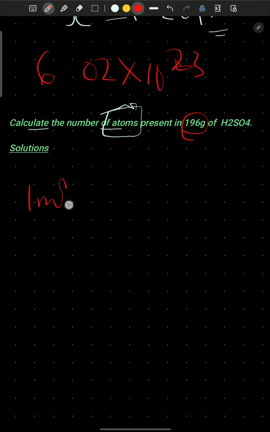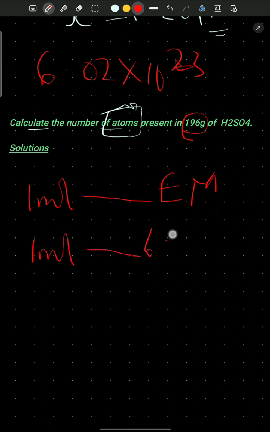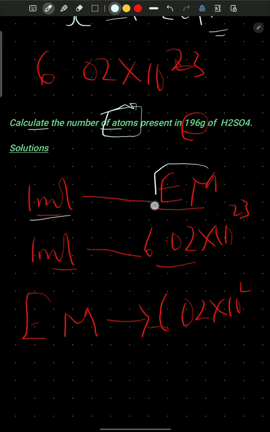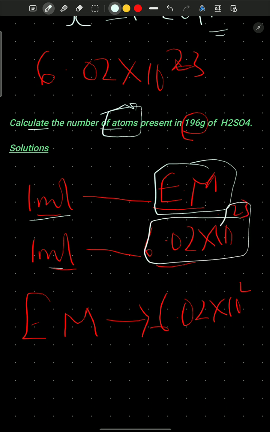Now from what I've taught you, 1 mole of any substance should be equal to its exact molecular mass, right? And I've also taught you that 1 mole of any substance should be equal to 6.02 times 10 to the power what? 23. Good. So if 1 mole of any substance is equal to its exact molecular mass, and 1 mole is also equal to 6.02 times 10 to the power 23, it means that the exact molecular mass of any substance should also be equal to 6.02 times 10 to the power what? 23. I hope you're getting the formation. If 1 mole is equal to exact molecular mass, and 1 mole is also equal to 6.02 times 10 to the power 23, then exact molecular mass is equal to 6.02 times 10 to the power 23.